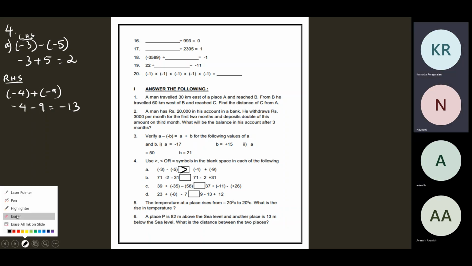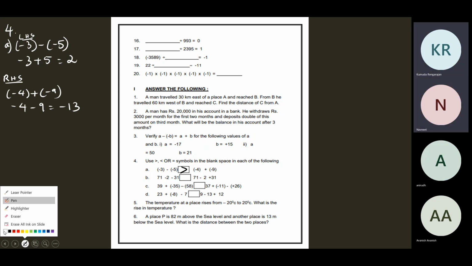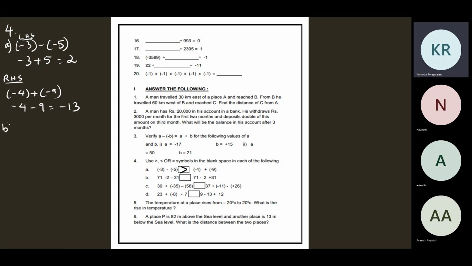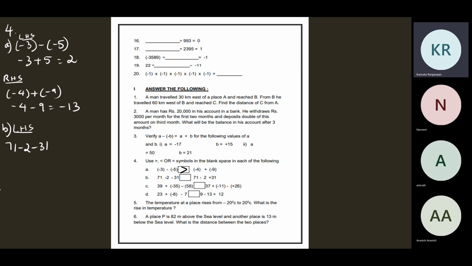Next one. Please check your answers. Since it's time, I'm not asking you. I'll work and you check if you're right. B. Okay, I'm working the LHS for B. LHS is 71. Ma'am, we just finished this. Should we copy it? If you have not finished, take it down. You can take a screenshot and complete it later.